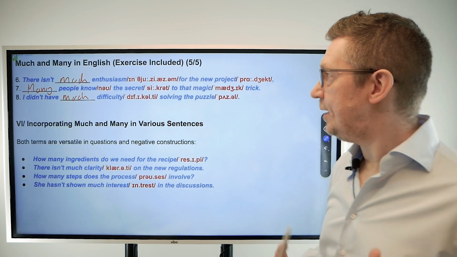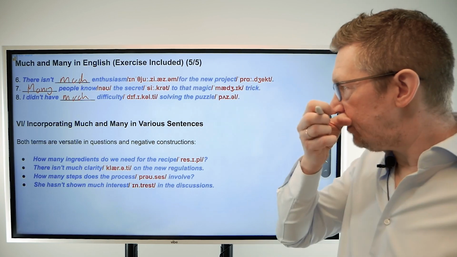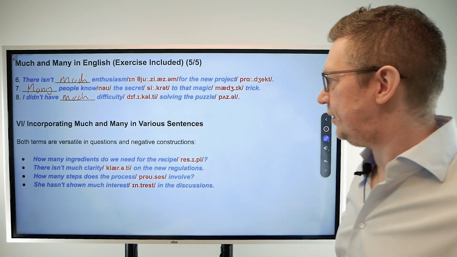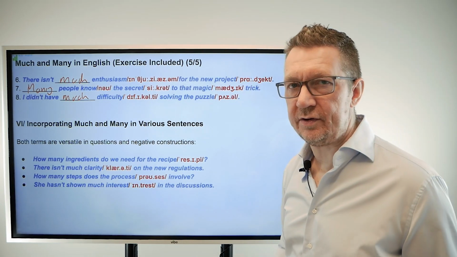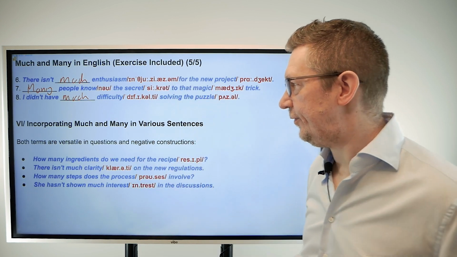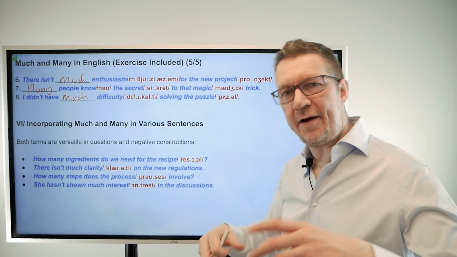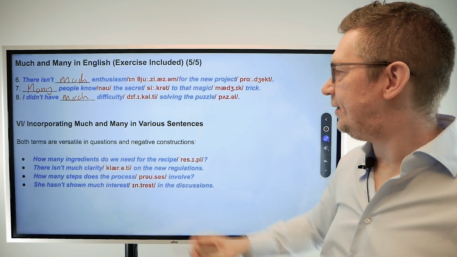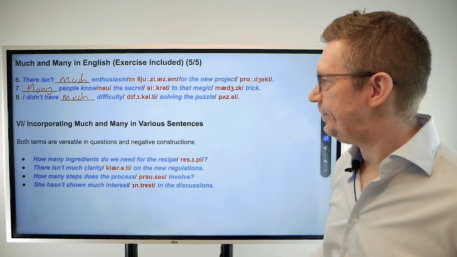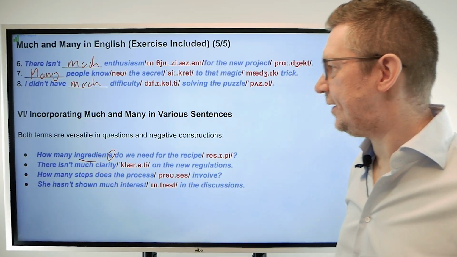So how do we incorporate much and many into various sentences? Let's have a look. So they're quite versatile terms in questions and negative constructions. So we have seen a few in the examples, but let's look at a few more. So, final examples. How many ingredients do we need for the recipe? Okay, how many ingredients? Again, ingredients being something you can count.